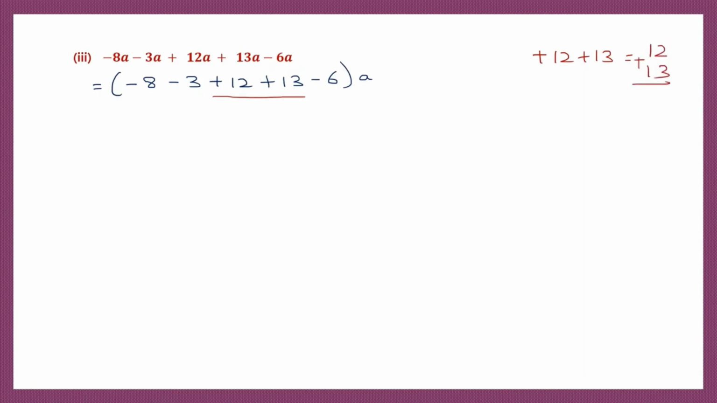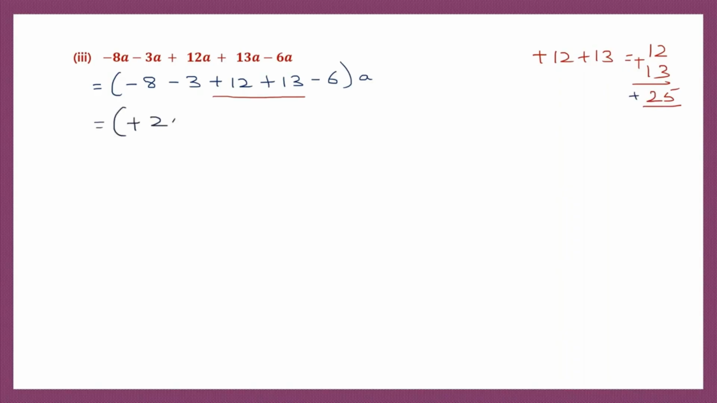Question 3. Let's put all these together. As you can see, they are like terms: minus 8, minus 3, plus 12, plus 13, minus 6, all of this A. So let's group all the plus signs together. So we have plus 12 and plus 13. Signs are the same, so we put the same sign and add. 12 plus 13: 2 plus 3 is 5, 1 plus 1 is 2, 25. So we've got plus 25.